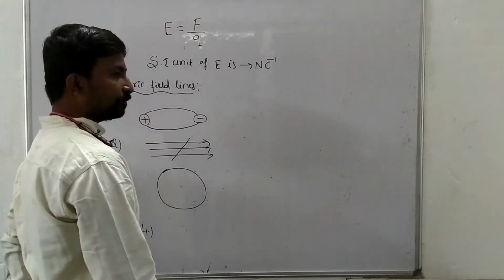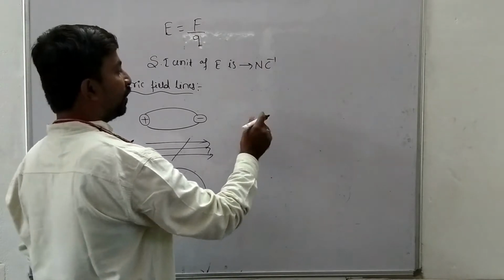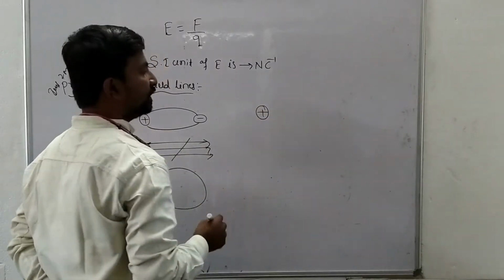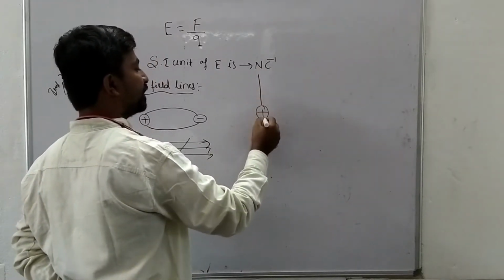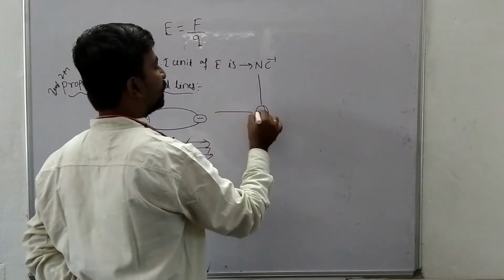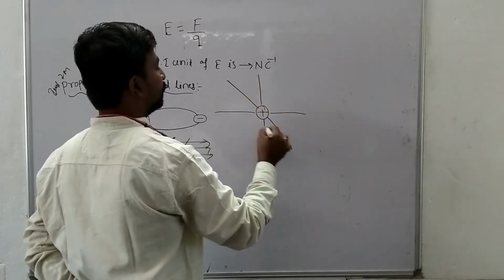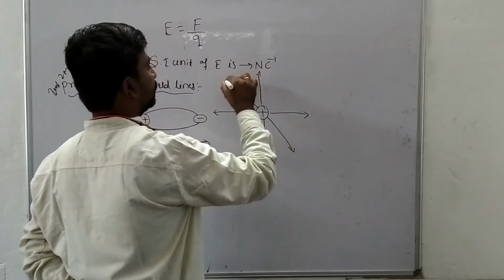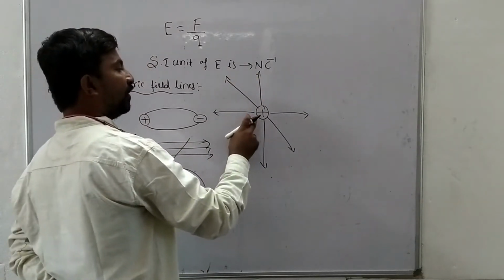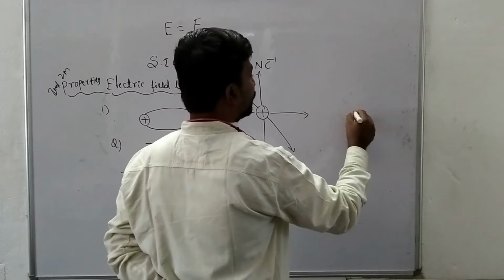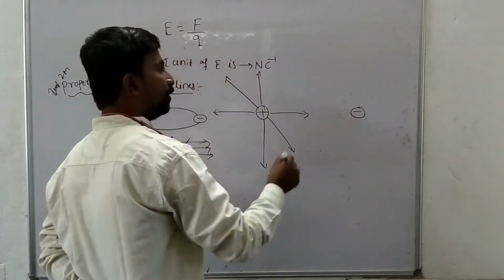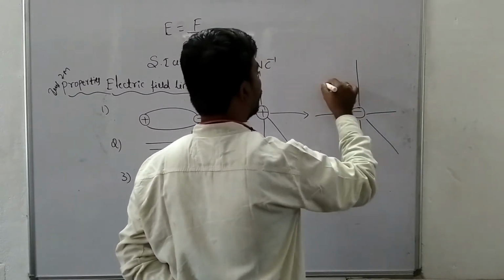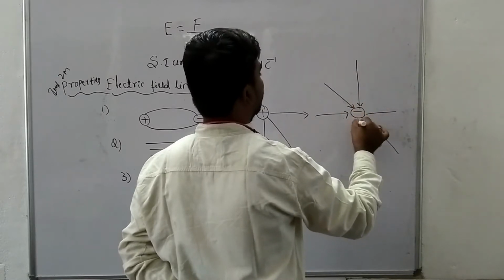Draw the diverging field lines around a positive point charge. Suppose this is a positive point charge, so diverging field lines. Diverging means the arrow marks point outward. Next, converging field lines around a negative point charge, with arrow marks towards the point charge.